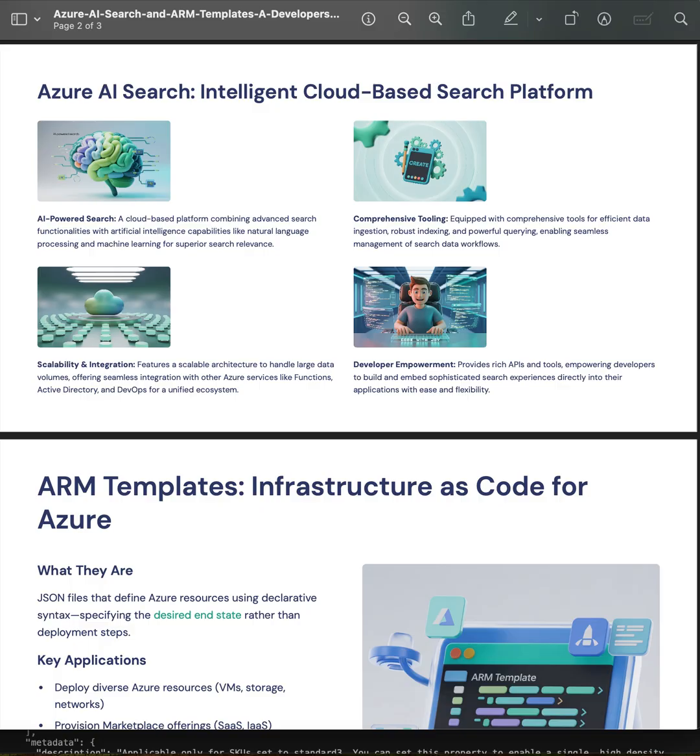Azure AI Search supports natural language processing, machine learning, and other advanced features that can help improve search accuracy and relevance. It provides tools for data ingestion, indexing, and queries, making it easy to manage large volumes of data and make it available for search. Azure AI Search integrates with other Azure services such as Azure Functions, Azure Active Directory, and Azure DevOps. With Azure AI Search, developers can easily incorporate search into existing workflows and applications.